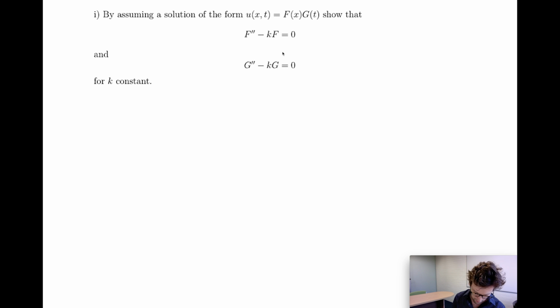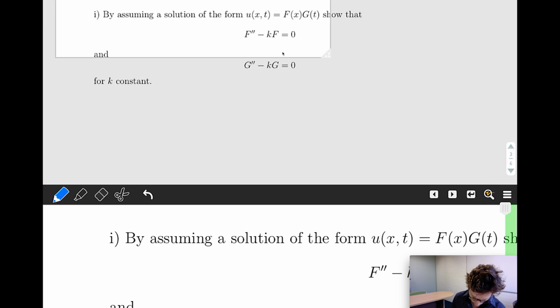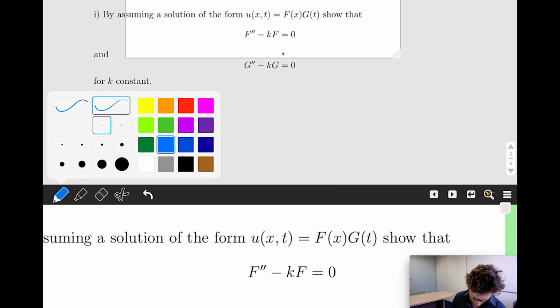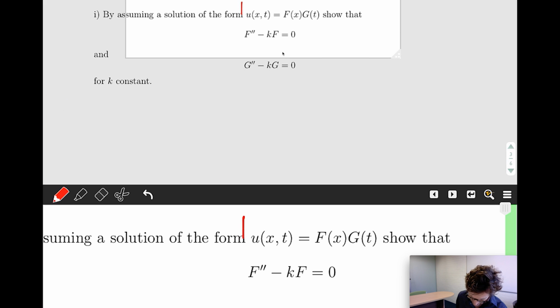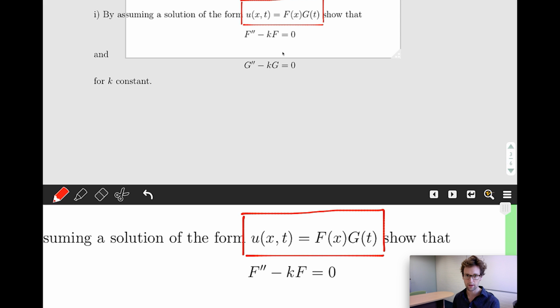So here's our key assumption that we're going to make. We're going to assume that my solution u of x and t can be written in the form a function of x times a function of t. So our function u of x and t depends upon both space x and time t. And I'm going to assume that the form of that is a function of x multiplied by a function of t.